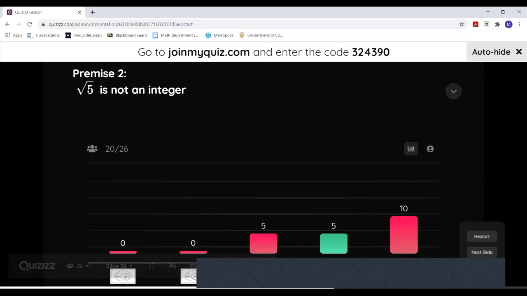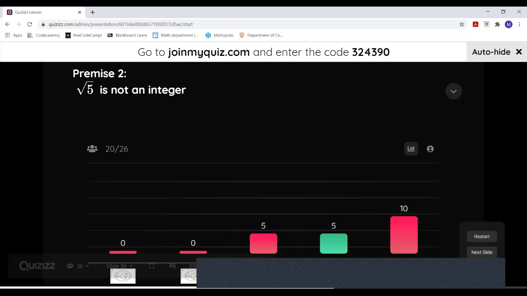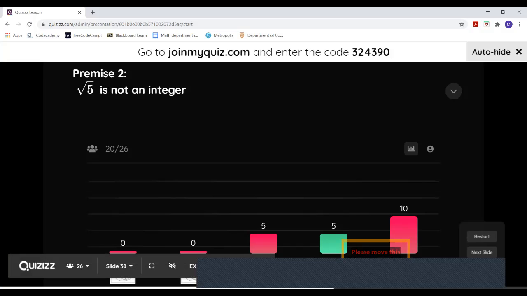So do we know if it's a real number? Do the premises tell us anything about root 5 and its relationship to being a real number? Just the premises? If you're saying yes or no, you're drawing in stuff that you know about math that you learned before, right? You're not drawing from just these premises. So I know you probably know in reality root 5 is not an integer. It is a real number. But based off the information we have, all we know is it's not an integer. We have to draw it outside the integer circle, but we don't know if it goes in the real number circle or not. So we draw it on the border.